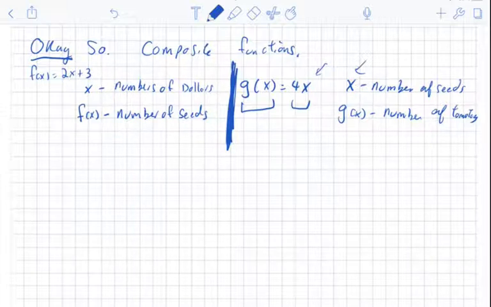So if I wanted to, in 2 different problems, I could associate x with the number of dollars in one problem, and in another problem I could call x the number of seeds. That doesn't matter. So it's a little bit confusing. So instead of talking about it like this, why don't we consider another problem.